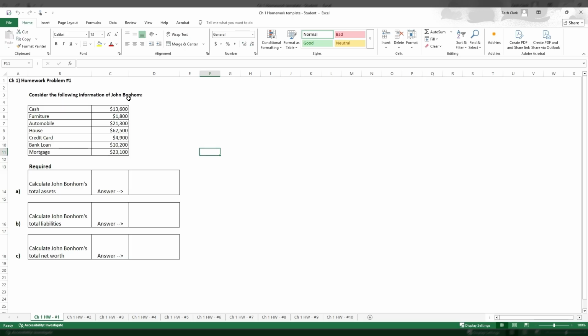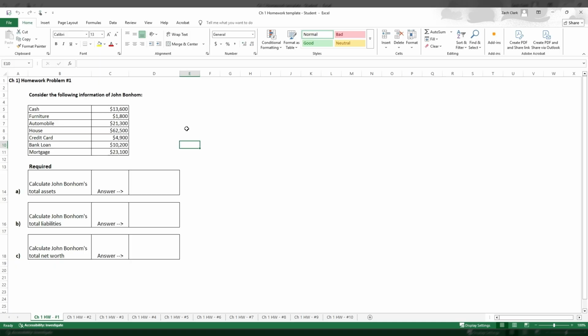It says, consider the following information of John Bonham. It says cash, furniture, automobile, house, credit card, bank loan, and mortgage. And then it has balances for each of those types of accounts, essentially. And so what we're required to do below that is to calculate total assets, total liabilities, and total net worth.